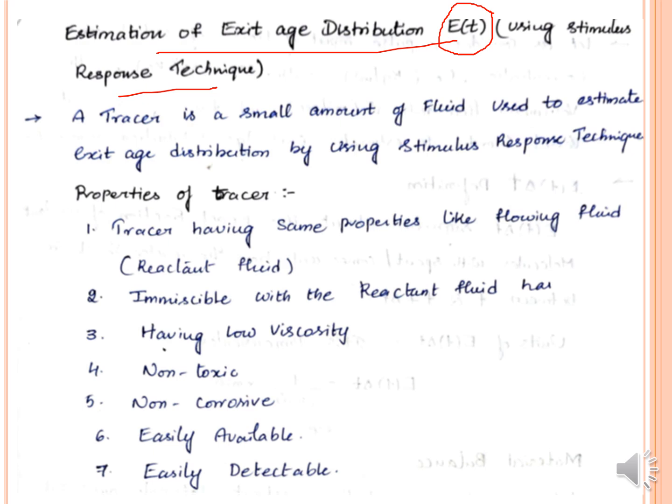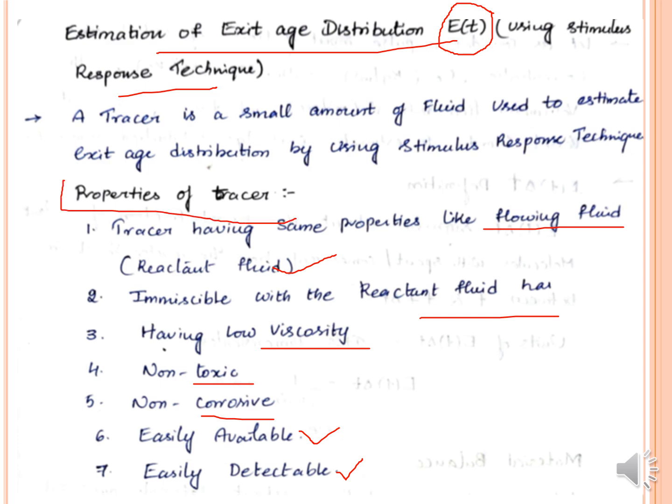What exactly is a tracer? A tracer is a small amount of fluid having the properties of the flowing fluid, the reactant fluid, like density, viscosity, surface tension. The tracer should have the same properties as the reactant. And this tracer should be miscible with the reactant fluid, having a low viscosity, non-toxic, non-corrosive, and also easily available, low cost, and easily detectable. These are the main properties of the tracer.